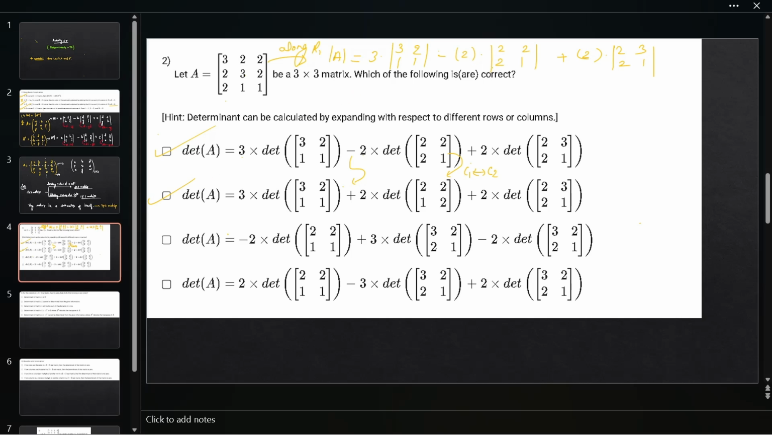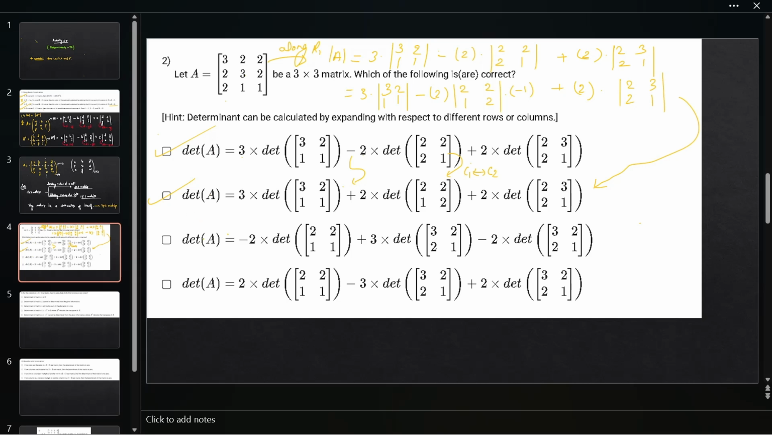You can see from here as well that if we write the same thing as 3 times 3 2 1 1, minus 2 times, just interchanging column 1 and column 2, 2 1 2 2, but because I have interchanged two columns I also have to multiply with -1, and then plus 2 times 2 2 3 1. And this is nothing but my option 2. So option 1 and option 2 are correct.